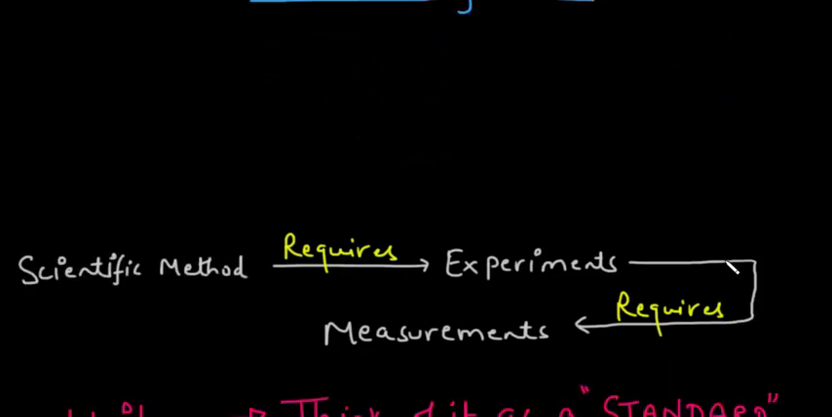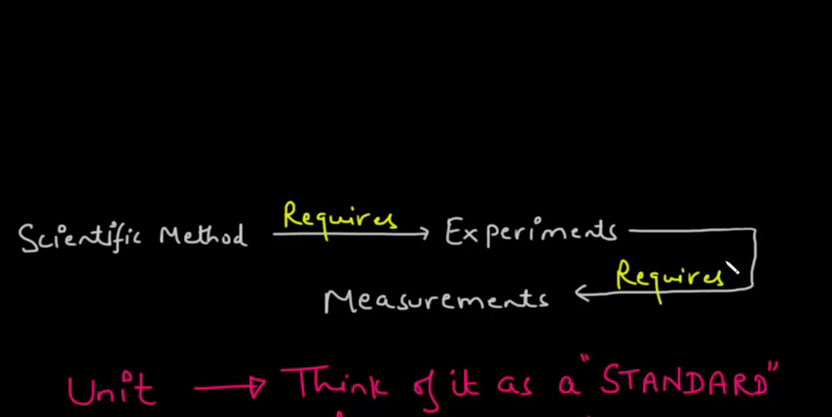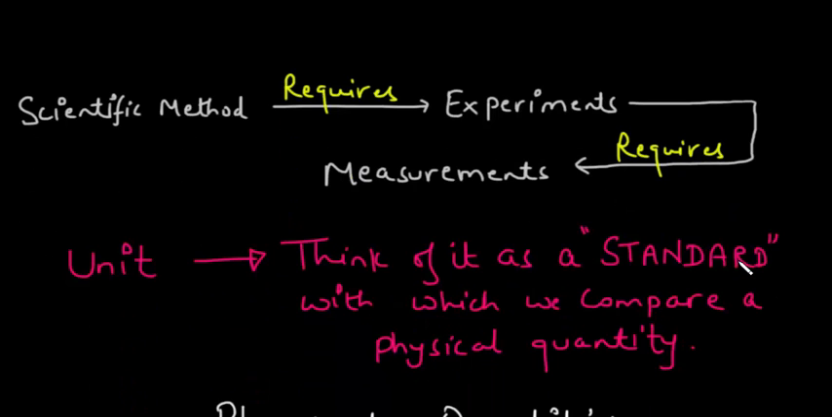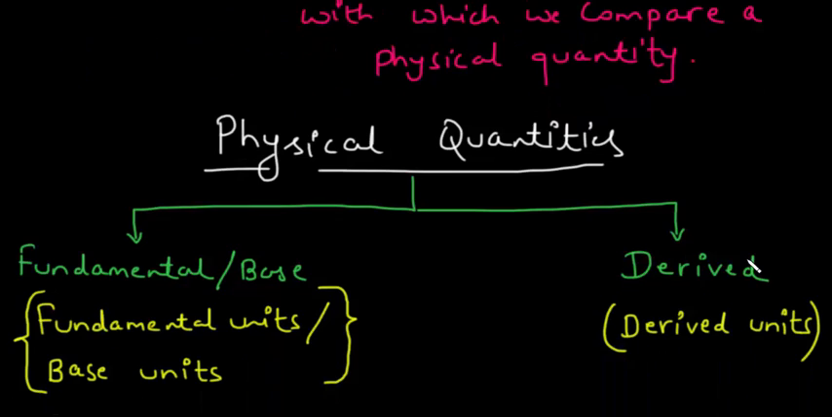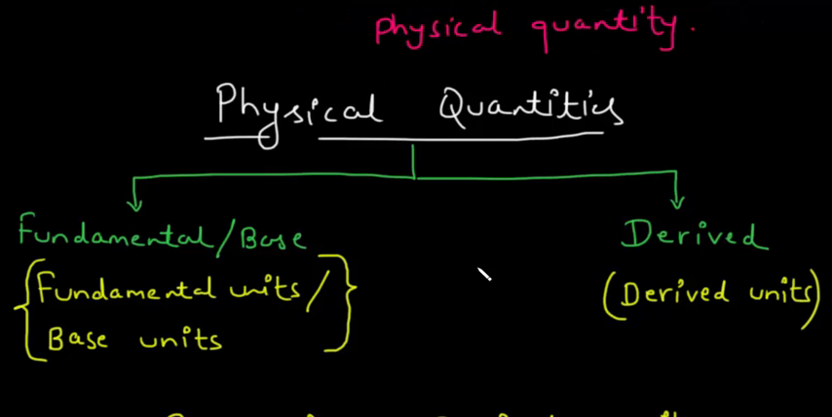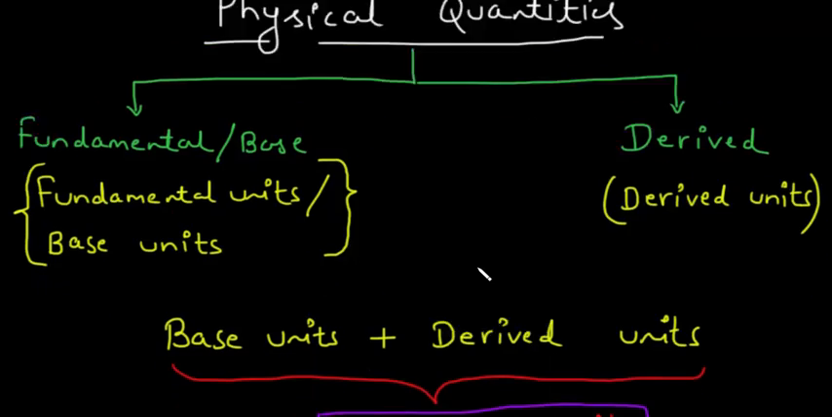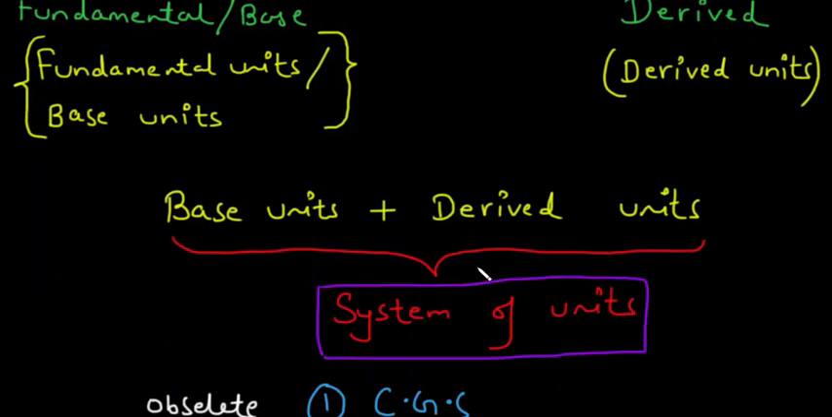In the last lecture, we talked about measurements and its importance in science. We also talked about units. The physical quantities in physics can be divided into two groups, fundamental or base quantities and derived quantities. And their units are called fundamental units or base units and derived units. Base units and derived units are collectively called system of units.